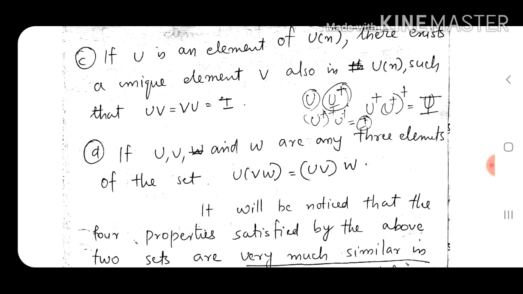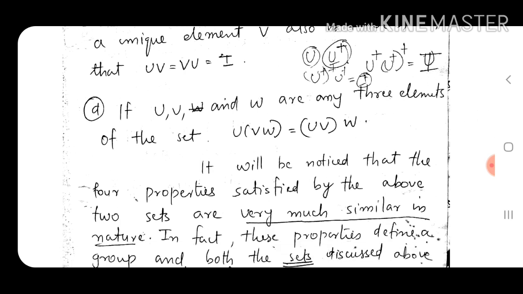The fourth one: if U, V and W are any three unitary matrices from the set, the associative law for matrix multiplication holds. We know matrix multiplication is associative, whether it is unitary or not. So (UV)W is equal to U(VW).